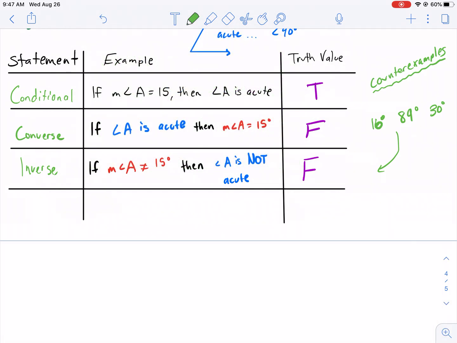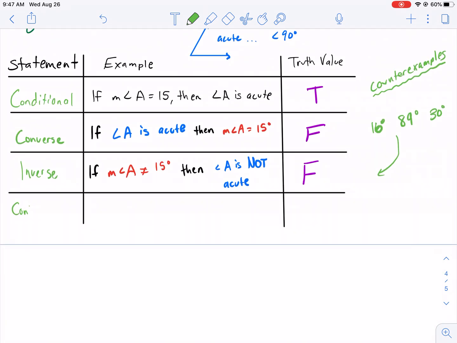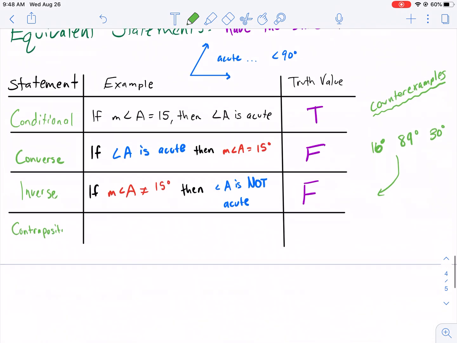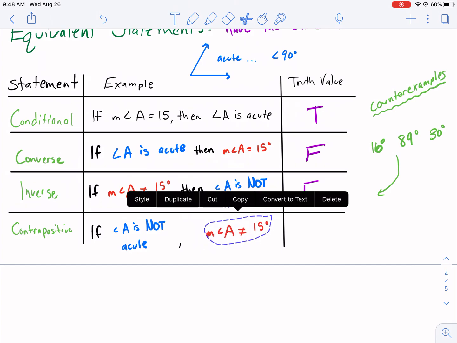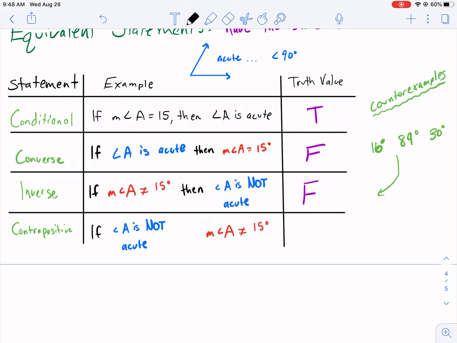Lastly, we have the contrapositive. Still derived from the same principle. Now, it's just this flipped. So we're going to have the if-then. If angle A is not acute, then measure of angle A is not 15 degrees. Okay. What do you guys think of this one? Is this true or false?